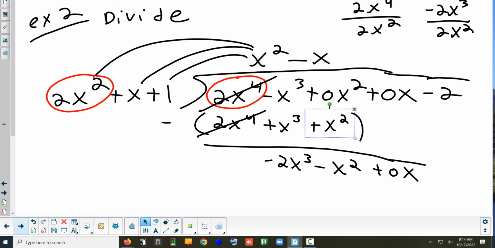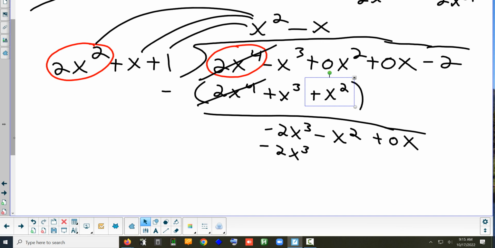Now, this is where I said something is going to happen that's going to make this problem basically be done right now. Multiply this back up. Negative x times 2x squared is negative 2x cubed. What's negative x times positive x? Negative what? Negative x squared. Yep, negative x squared. And negative x times positive 1 is just negative x.